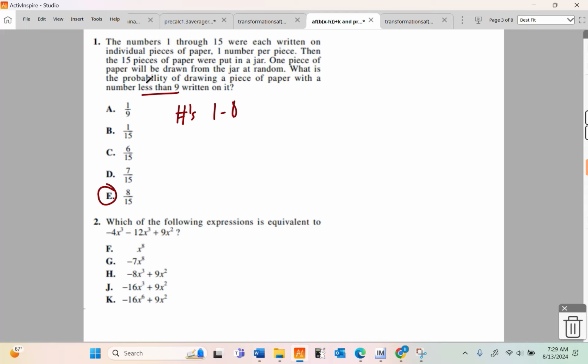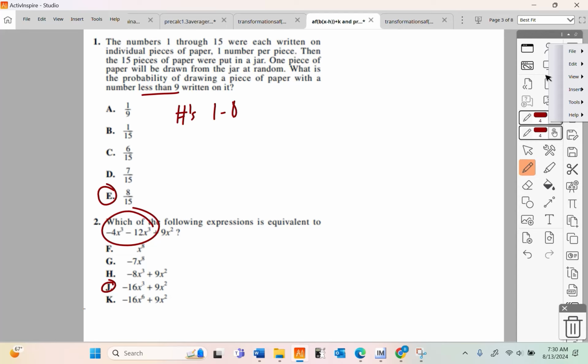Which of the following expressions is equivalent to -4x cubed minus 12x cubed plus 9x squared? This is one of those where you don't miss. If you miss this, you just don't have it. -4 and -12 is going to be -16. And when we add or subtract, we don't add exponents. It doesn't become x to the 6. There's a reason choice K is there. Choice H is there because kids do struggle with adding two negatives together. But the correct answer is J, obviously, right? You don't believe me? Push some buttons in a calculator.